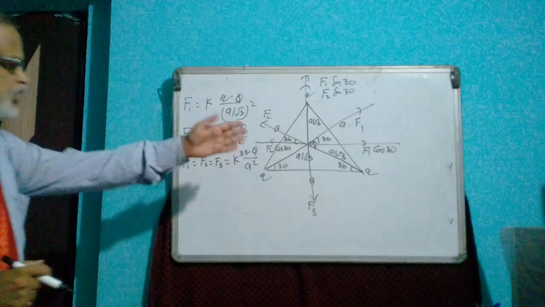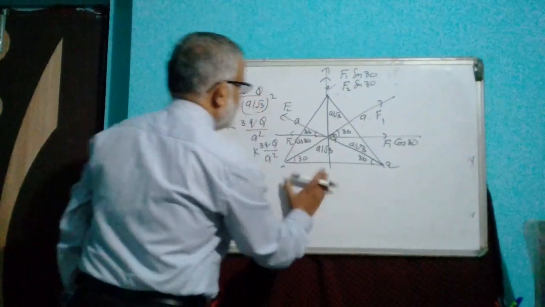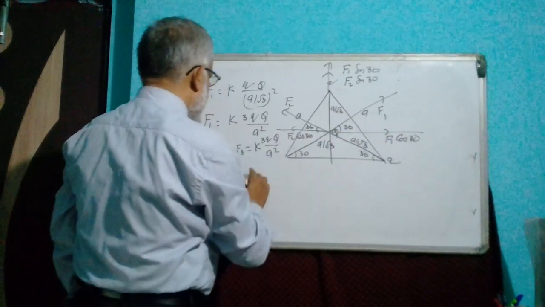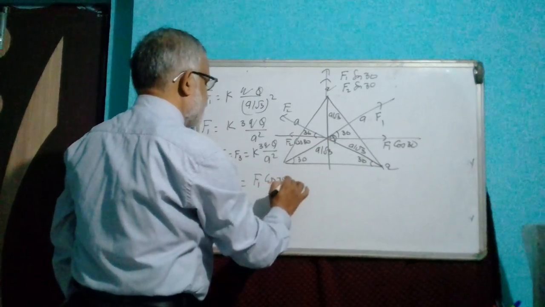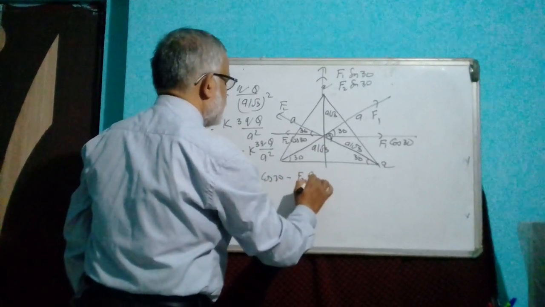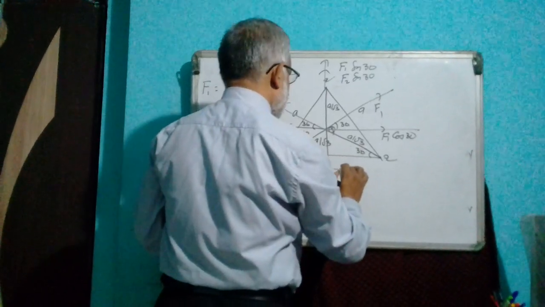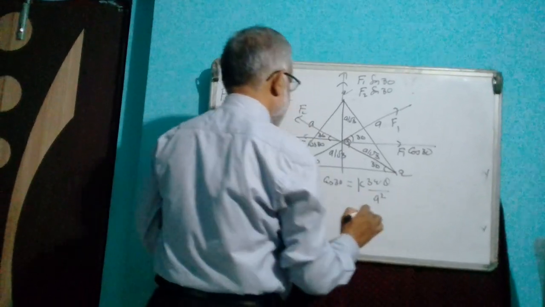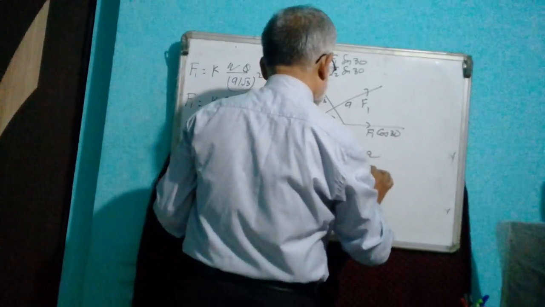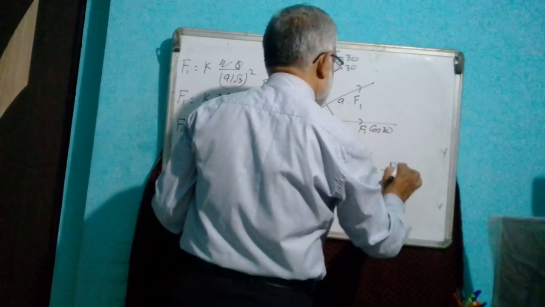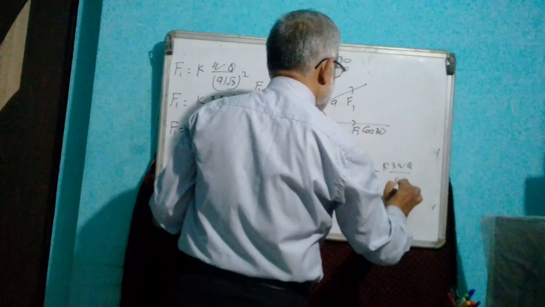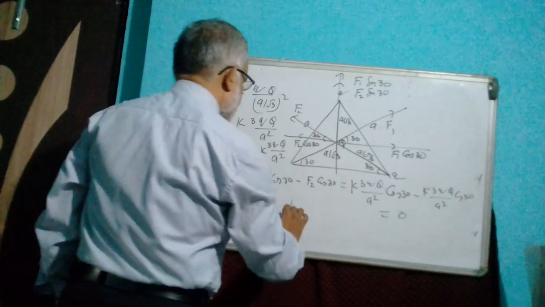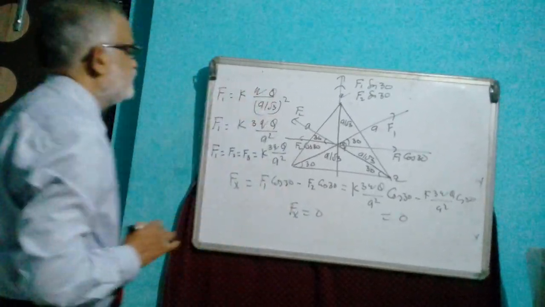Net force in the x direction, Fx equals F1 cos 30 minus F2 cos 30, that is K 3Qq upon A square cos 30 minus K 3Qq upon A square cos 30, which is equal to 0. Therefore, the net force along the x direction is 0.